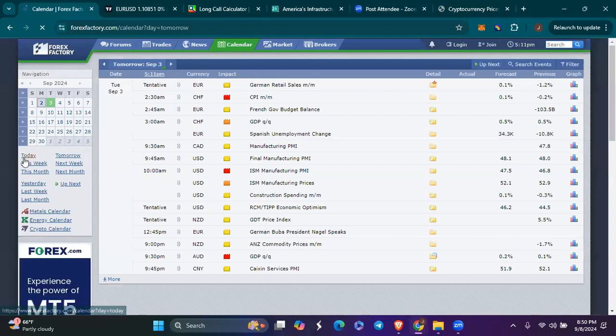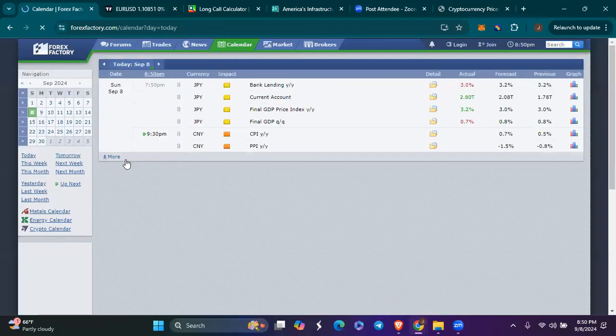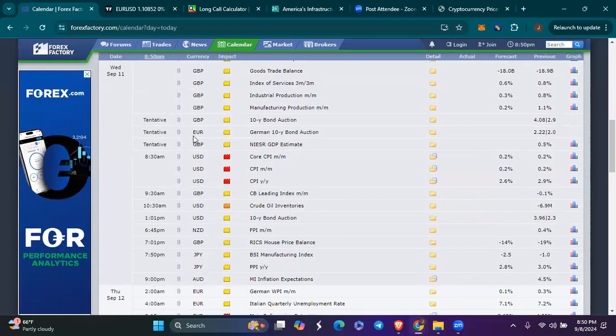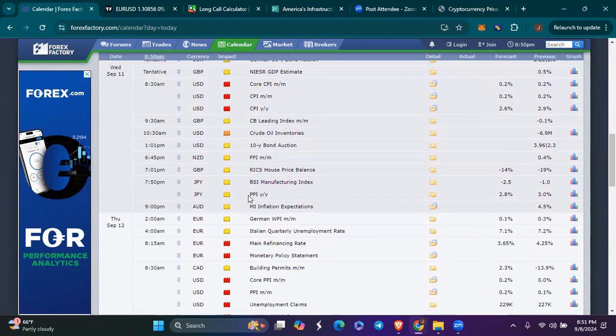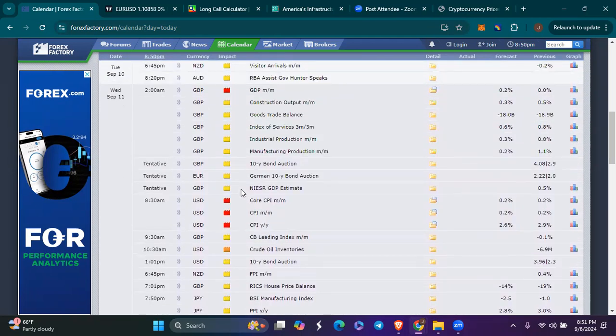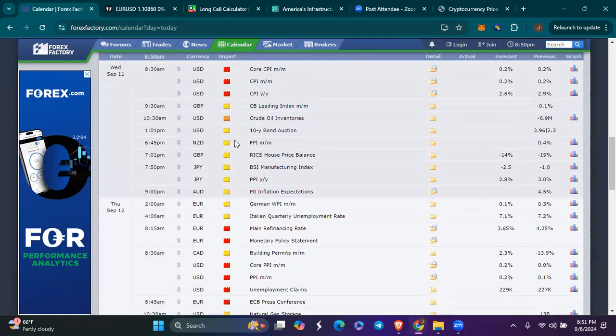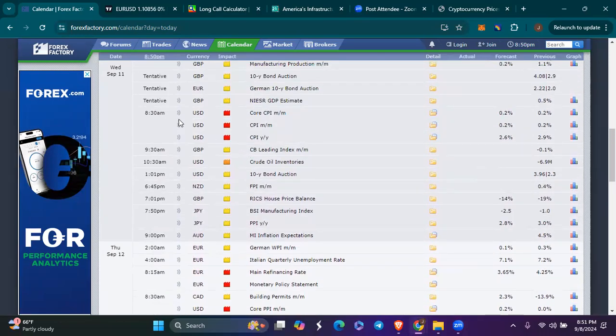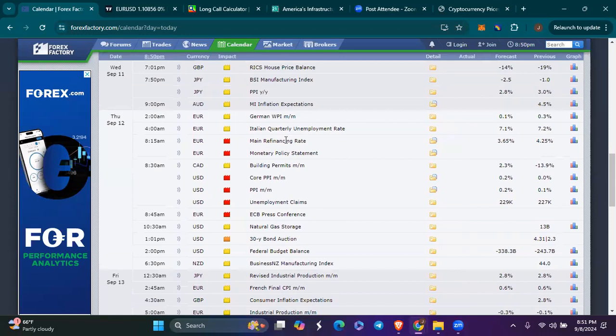Let's take a quick glance at the Forex Factory calendar. We don't have news until Wednesday for the US. And then Wednesday we have core CPI, CPI month to month, CPI year to year. Yeah, we definitely gonna see volatility Wednesday. We also got crude oil inventories Wednesday at 10:30. That CPI news coming out at 8:30, so yeah, bright and early.